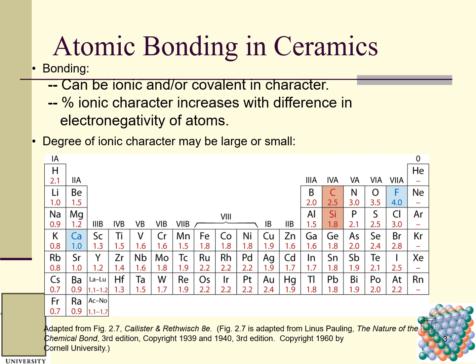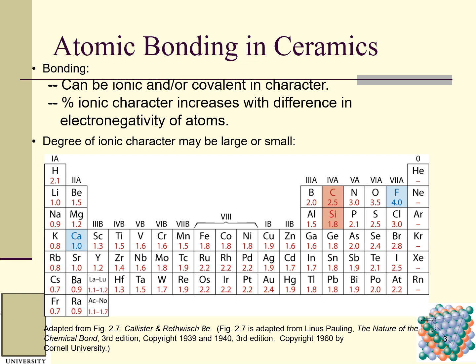We know the ceramics are compounds of multiple elements, and so the difference in the electronegativities of these constituent atoms determines the percentage of ionic character. So the degree of ionic character may be large or small. As I said, it depends on the difference in the electronegativity of the constituent atoms.